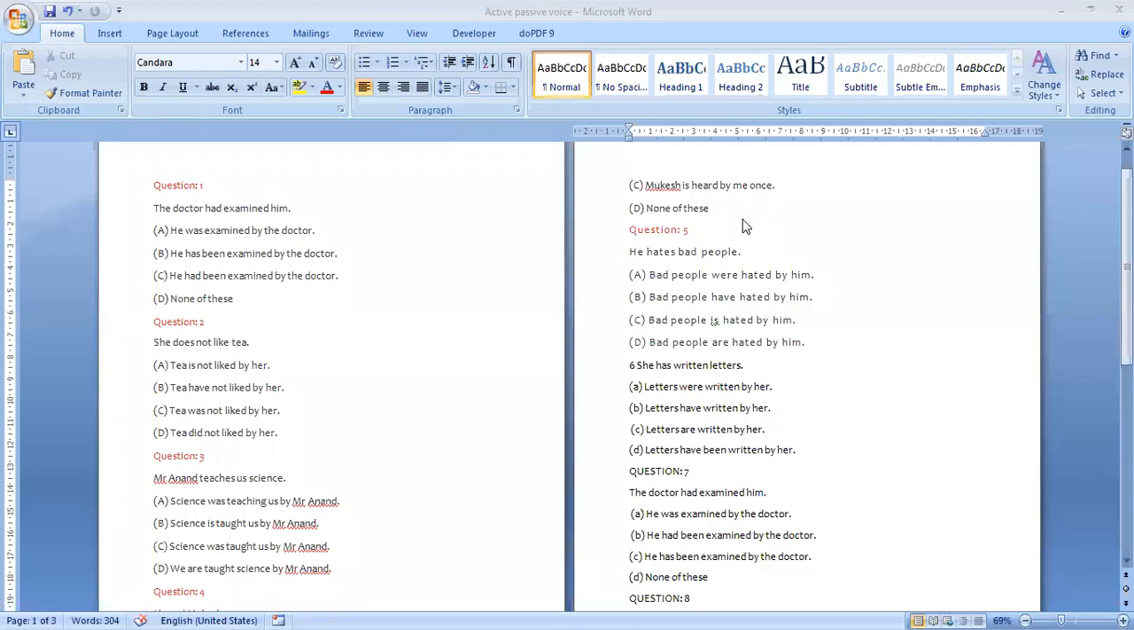She has written letters. Letters have been written by her because it is letters, plural. Has written means present perfect. So I'll write have been. Letters have been written by her. Option D is correct here. Now the seventh one is repeated, right? Yes. So let's solve the fourth and eighth sentence.